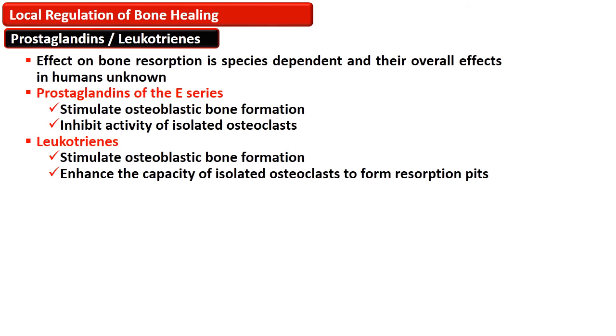The prostaglandins of the E series stimulate osteoblastic bone function and inhibit the activity of isolated osteoclasts, while leukotrienes stimulate osteoblastic bone formation and enhance the capacity of isolated osteoclasts to form resorption pits.